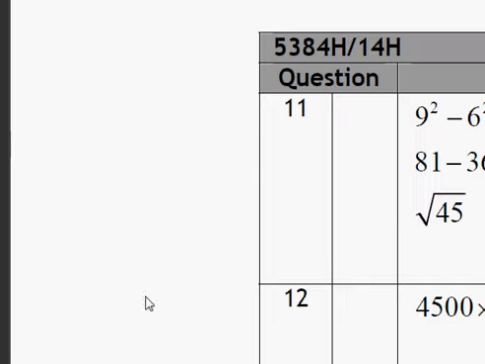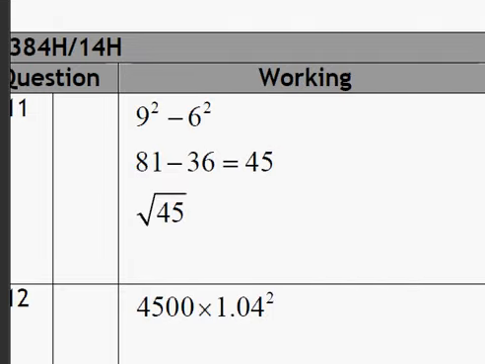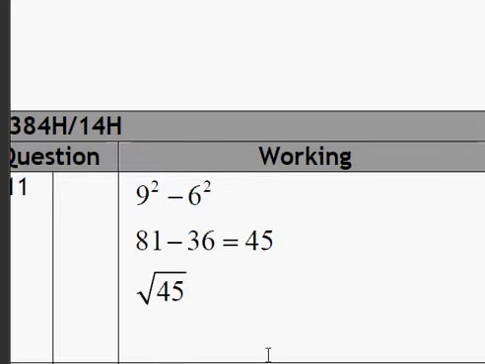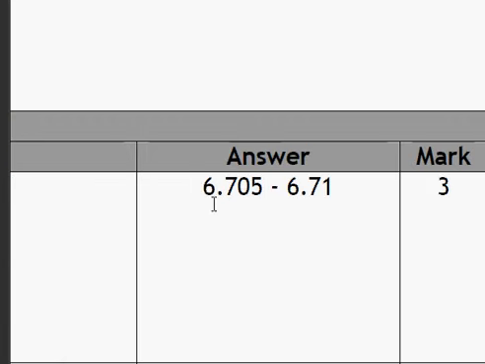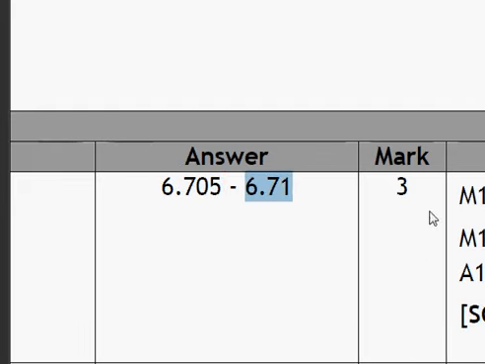Let's check the mark scheme and see if we got this right. 9 squared minus 6 squared, that's what we did. 81 minus 36 equals 45. The square root of 45, yep. The final answer is 6.705 to 6.71. So if you got that, I got 6.71. If you got that, give yourself 3 marks.